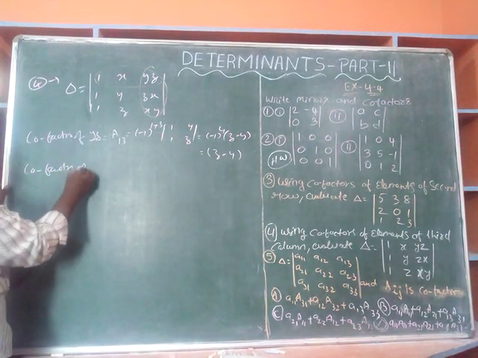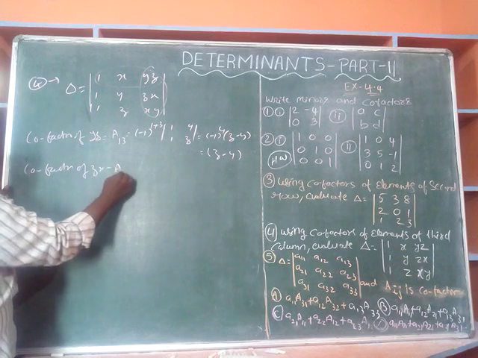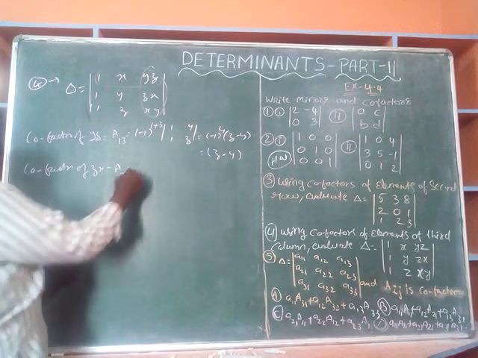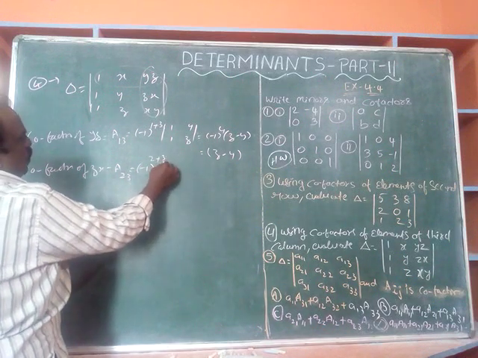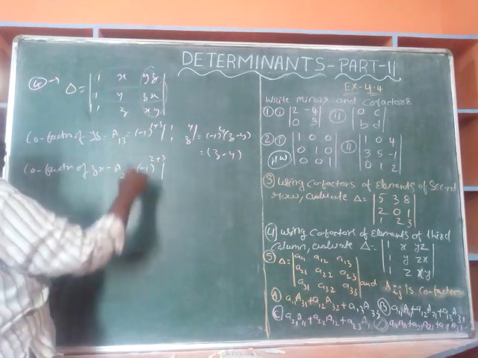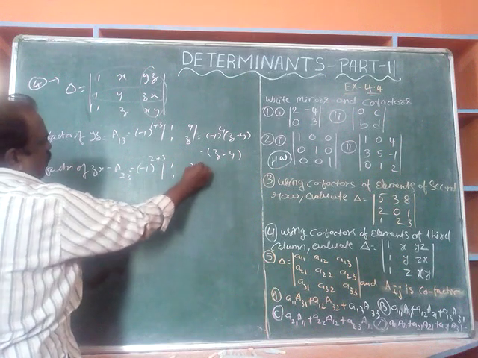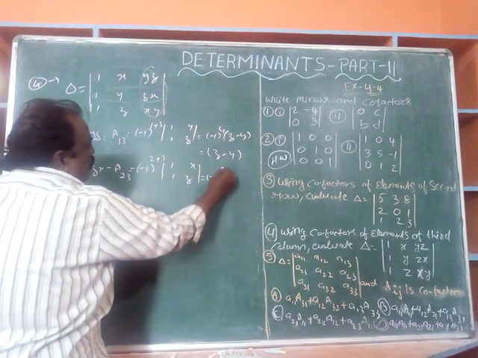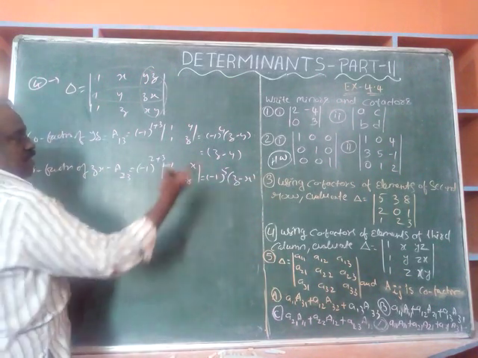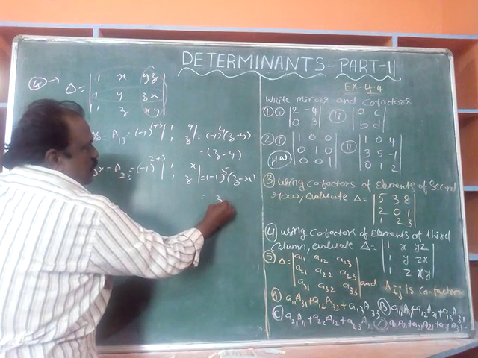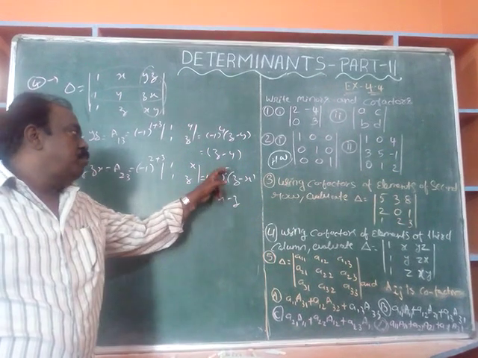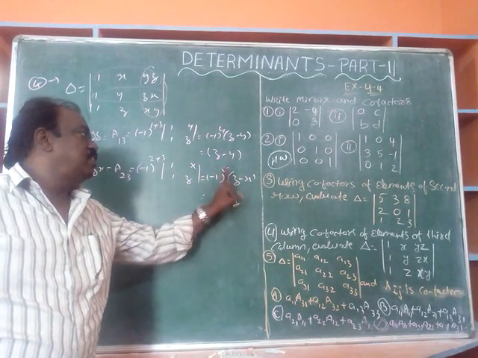Cofactor of zx, that is a23, second row, third column. It is minus 1 power 2 plus 3 times the determinant after deleting that row and column, with 1 x, 1 z. Minus 1 power 5, z into 1 minus 1 into x, that is z minus x, which is nothing but x minus z. Minus is there, be careful. Minus 1 power odd number is minus, and we interchange to get x minus z.